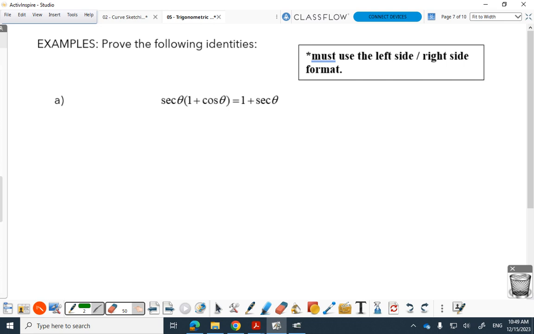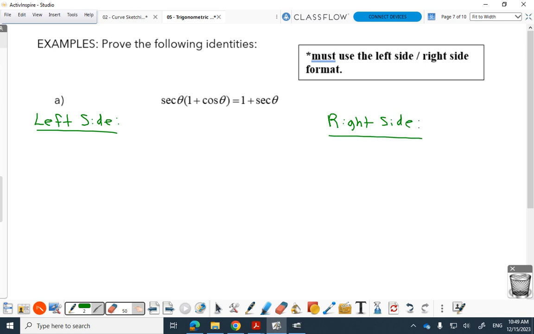So, putting it all together now, here's what you do. You go, okay, I'm going to work on the left side over here. Can I just write LS? My grade 9 teacher said I could just write LS. Yeah, okay, that's fine, but I'm not going to do that in the first one, okay? I'm going to write left side, right side.